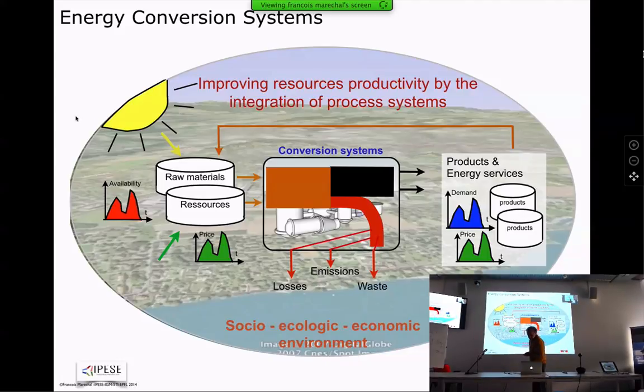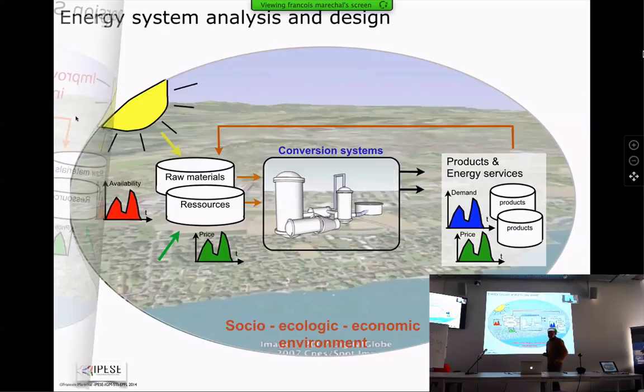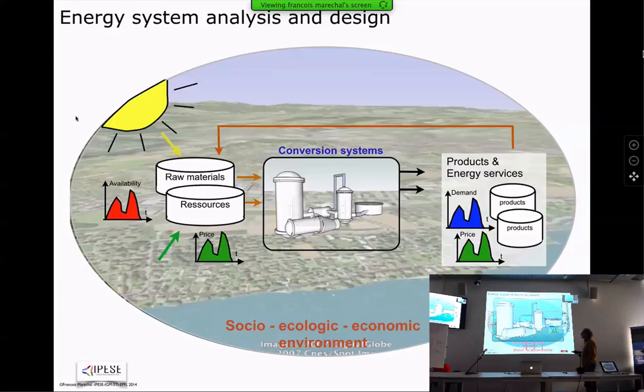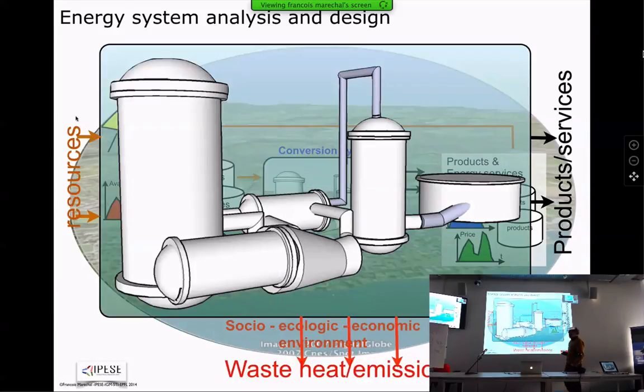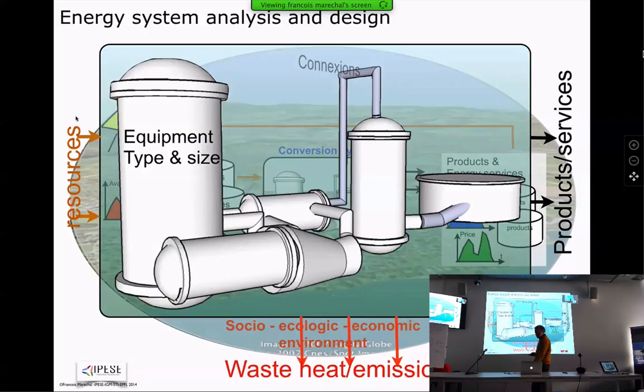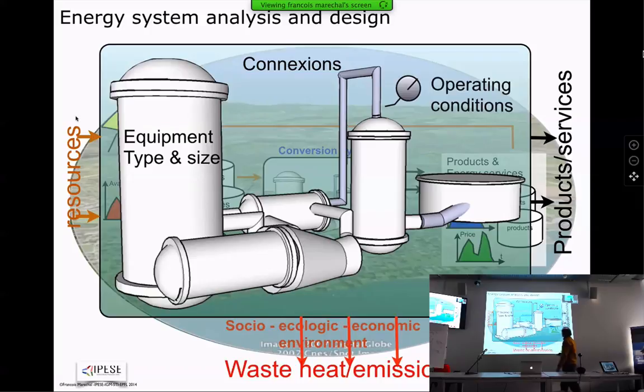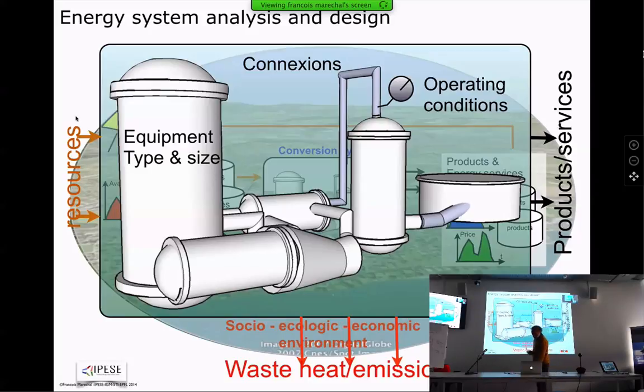Okay, so we have to look at what is inside the design, and if you look at what is inside the design, then we have to define what are the types and the size of the equipment, the way they are interconnected, and the way they are operated. So easy to say and not necessarily easy to do, right?